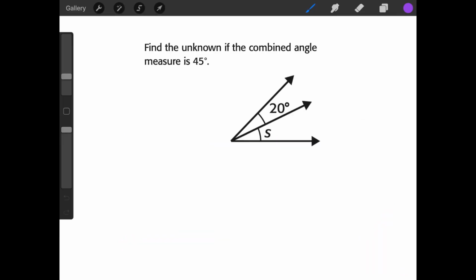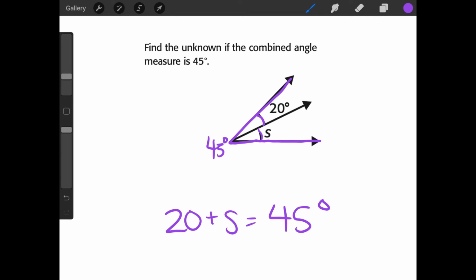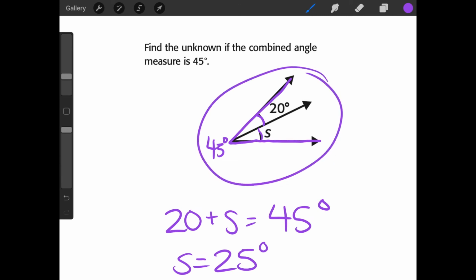Find the unknown if the combined angle measure is 45. So this whole angle right here is 45 degrees. It tells us that this one is 20 degrees, and we need to figure out what S is. So 20 plus S will give us 45 degrees. So we know, what do we have to add to 20 to get it to be 45? Well, S would have to equal 25 degrees. 20 plus 25 would equal 45 degrees.